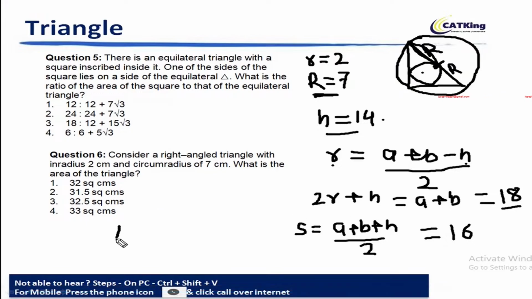And we know the area of a right angle triangle is also small r into small s. This small r is the inradius and this small s is the semi-perimeter. We already know the values. So small r is 2, s is 16. So the answer is 32 square centimeter. So this is the answer.